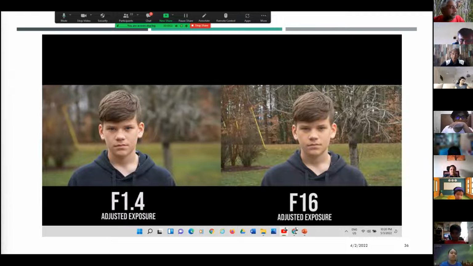So normally when you want to take a portrait kind of picture, try to take it at F1.4 or F2.8 so that the blurry effect at the back is there. So you don't get a distracting kind of picture in your image.